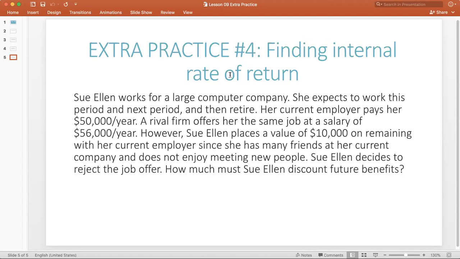So the first problem, we were looking at finding the current costs. Second problem, we were looking at finding that incremental earnings portion. And now we're finding the discount rate. This one's a good example because it combines what I said of the different ways to find the future value portion of the equation. So anyway, given information, she's working this period and next period.